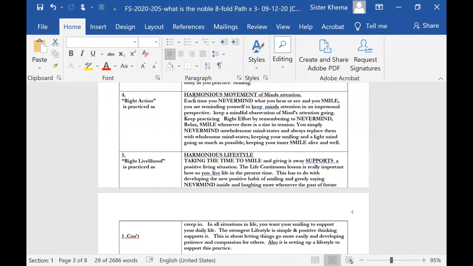Each time you never mind what you hear or see and you smile, you are reminding yourself to keep mind's attention in an impersonal perspective. Keep a mindful observation of mind's attention going. Keep practicing. Great effort, and by remembering to never mind, relax, smile, and come back whenever there is a rise in tension, and then keep going. Come back and keep going. You simply never mind unwholesome mind states, and you always replace them with wholesome mind states. Keeping your smiling and a light mind going as much as possible, keeping your inner smile alive and well, like it's a part of you that needs to be trained to come out more and more.